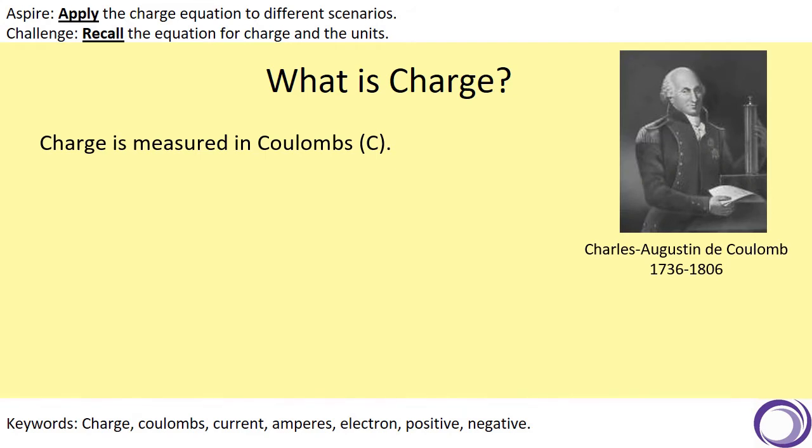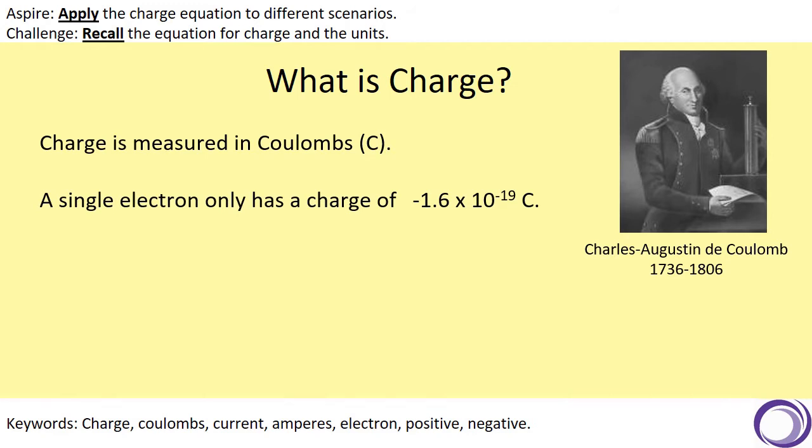Charles Augustin de Coulomb, Coulomb's a place, was around from 1736 to 1806, and he was a French physicist and a military general. He did a lot of work looking at the forces between these charges, looking at static electricity and seeing how strong these forces were. So that's why we call this measurement of charge coulombs.